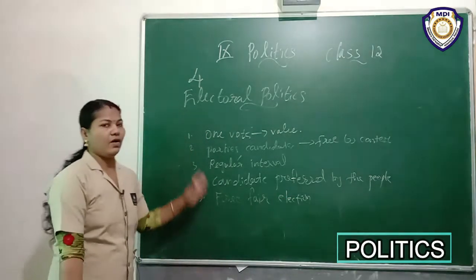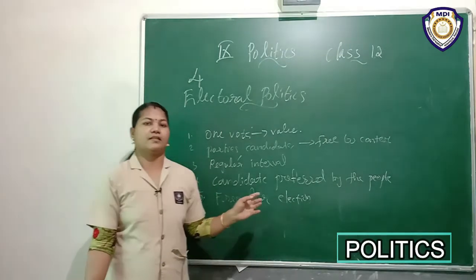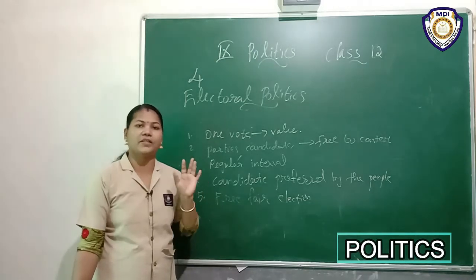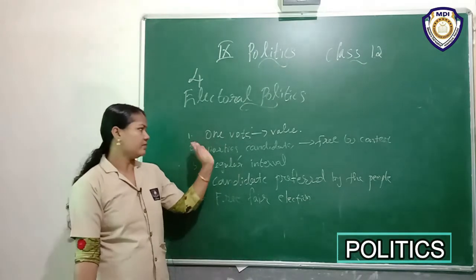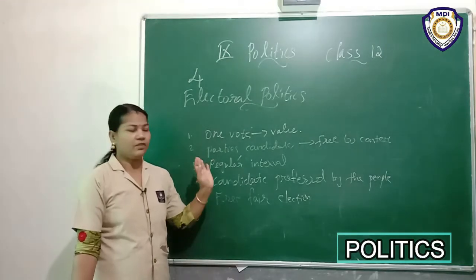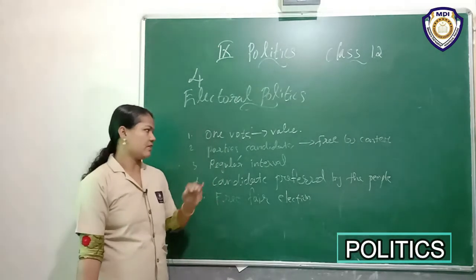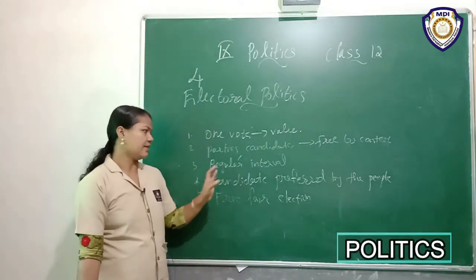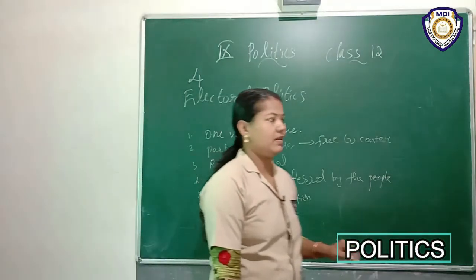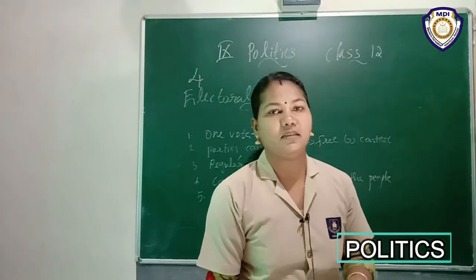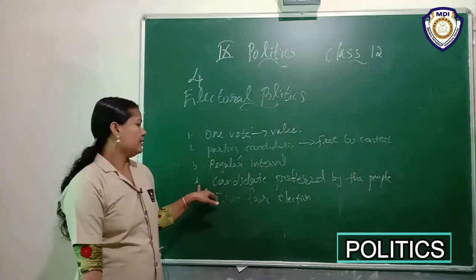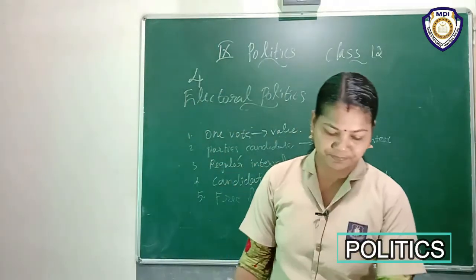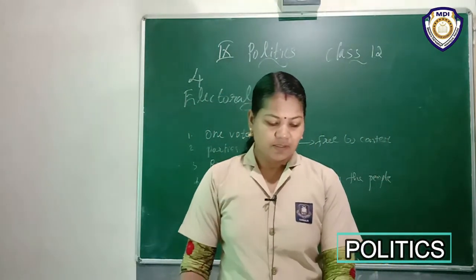Is it clear? Now here we discussed the important things related to democratic elections. These are the clues to identify whether our election is democratic. The first one, each person has one vote and every vote has equal value. The second one, parties and candidates are free to contest an election. Then regular intervals, so every few years we can elect another ruler. Then the candidate preferred by the people. Next one, free and fair elections. Is it clear? Okay. Then the next topic.